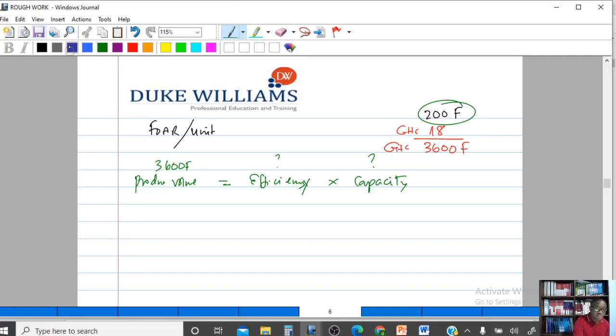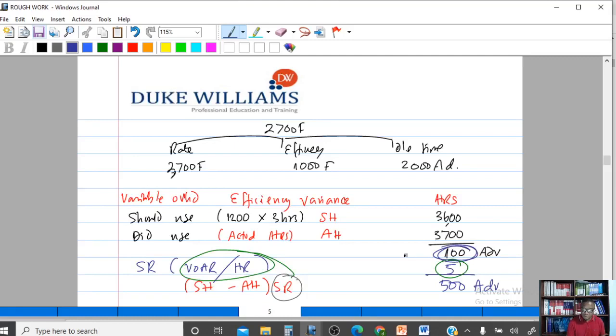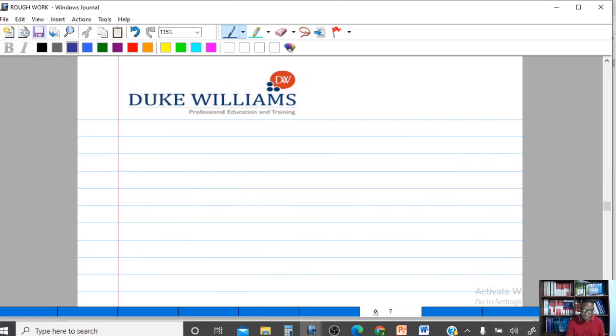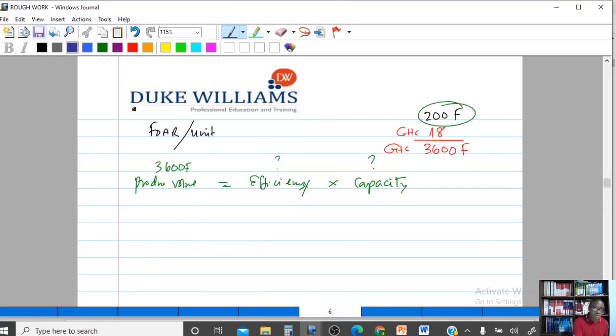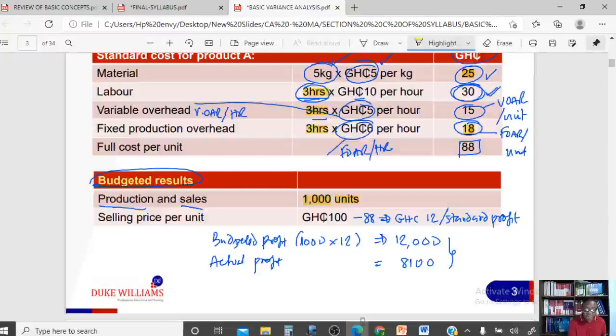So yes, efficiency. Don't forget we've done the efficiency. The efficiency we had is this same efficiency. So I'm going to use the same 100, but this time I'll not be using variable overhead absorption rate per hour, but fixed overhead absorption rate per hour. So we are going to jump on that. This time we call this fixed overhead volume efficiency variance. Okay, so efficiency is measured in hours. We already have 100 adverse, and so all I'm doing is multiplying this by the fixed overhead absorption rate per hour. And we saw that is 6 here.